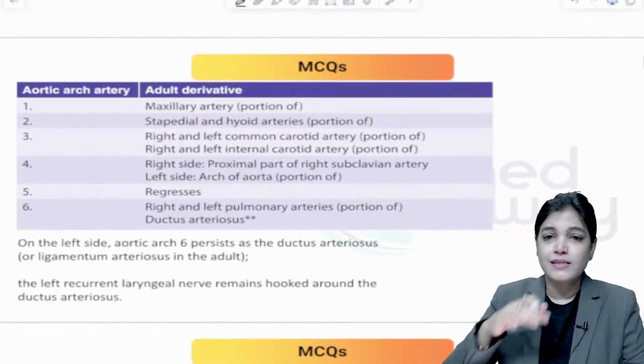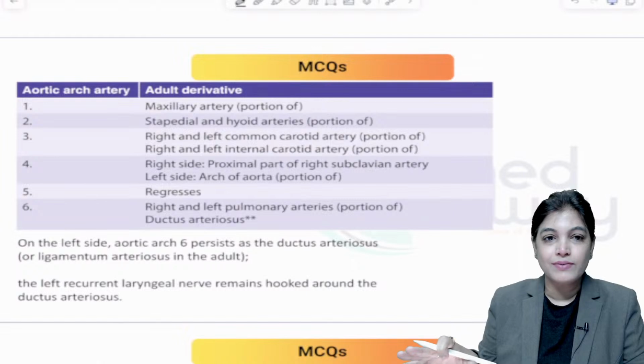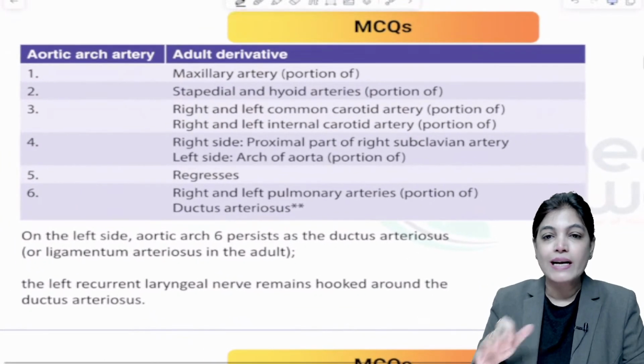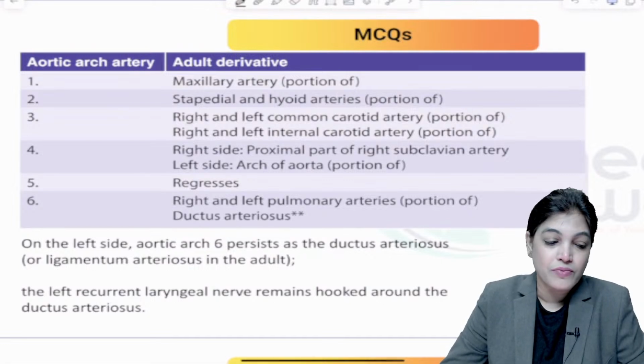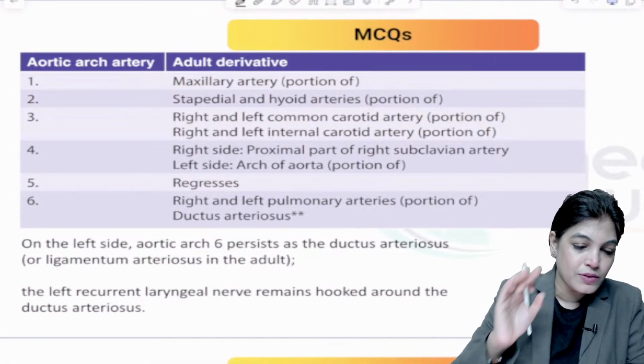So if I talk about this table, I have discussed it so many times. I have told you that pharyngeal arch artery is a very important topic, has been asked several times in previous year examinations, and a quick revision is important for you.